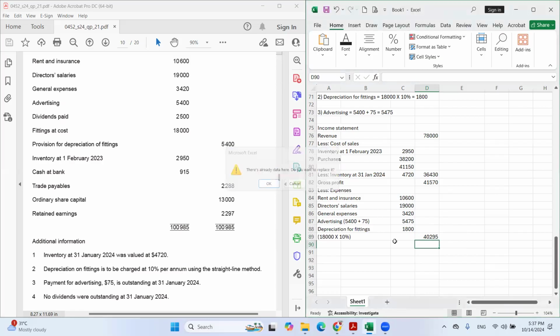Then now we use the gross profit minus the expenses. This is your profit for the year. Okay, so put in profit for the year. If you see interest, you have to add one more item called profit from operation. But this question doesn't have it.